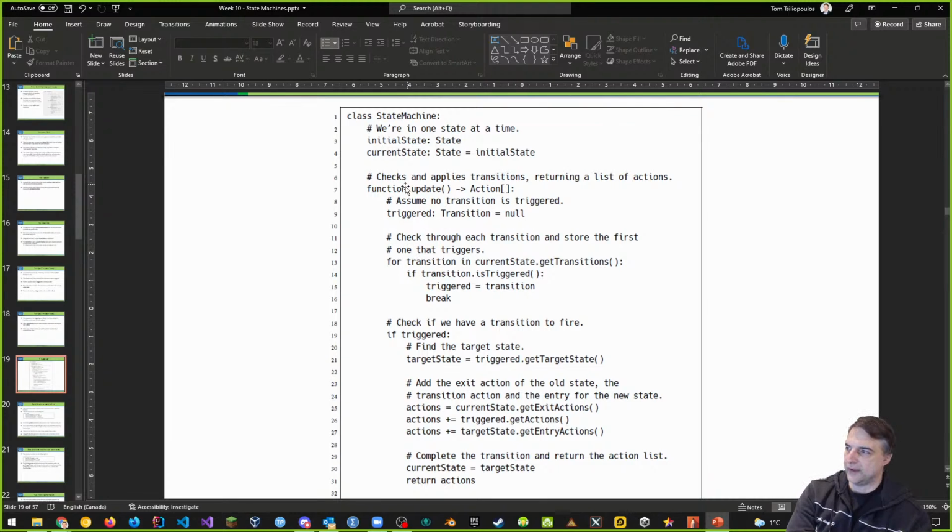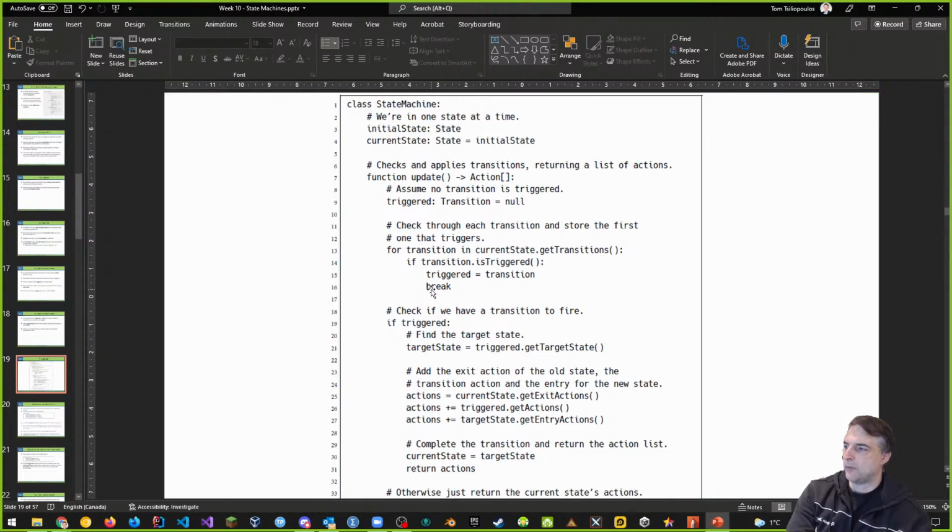When we start off in the update function, we haven't triggered a transition yet. So we start off with the triggered object returning null. We don't have anything that it's returning. We set it to null. It is a type of transition that we're going to call.